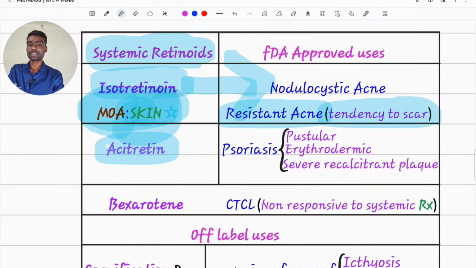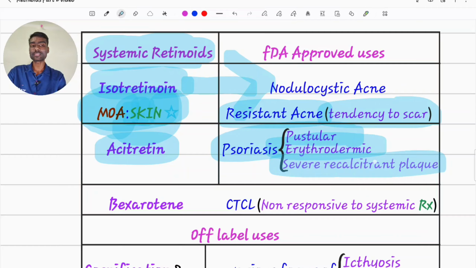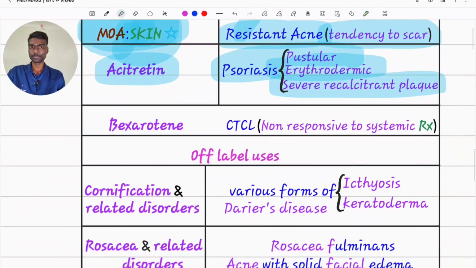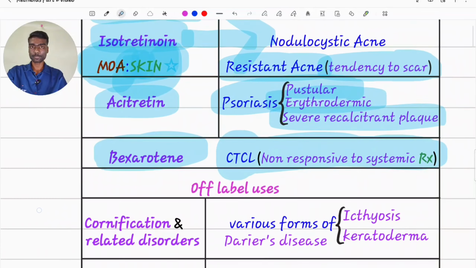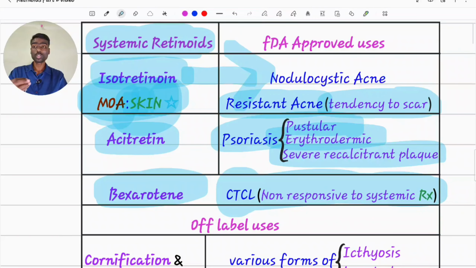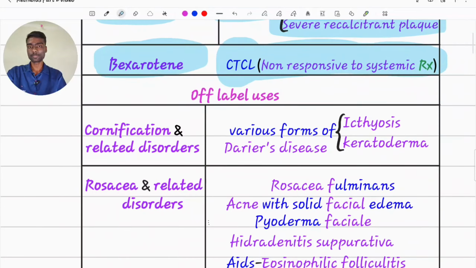Next, acitretin, used in pustular psoriasis. Drug of choice for pustular psoriasis is acitretin. Also erythrodermic psoriasis, severe recalcitrant plaque psoriasis. Then bexarotene, FDA approved use is cutaneous T-cell lymphoma, which is non-responsive to other systemic therapies. We'll go to retinoids when the rest of the things have failed.